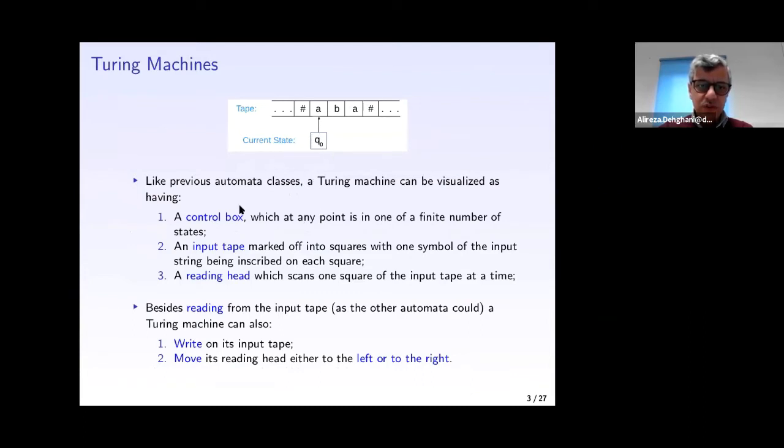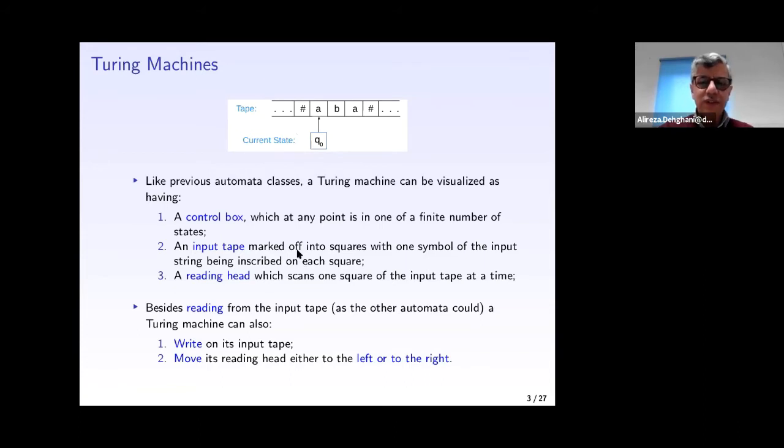That's a control box which shows in which state we are. An input tape, we have a tape with a number of characters of the alphabet over that. So we have squares, and in each square we have a specific character, very similar to other languages. And we have a reading head. That head starts to read and move toward the right and so on.